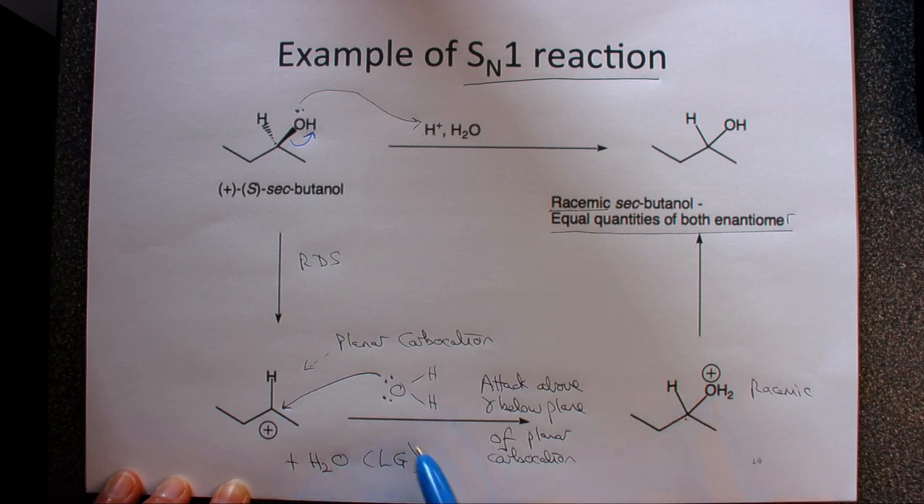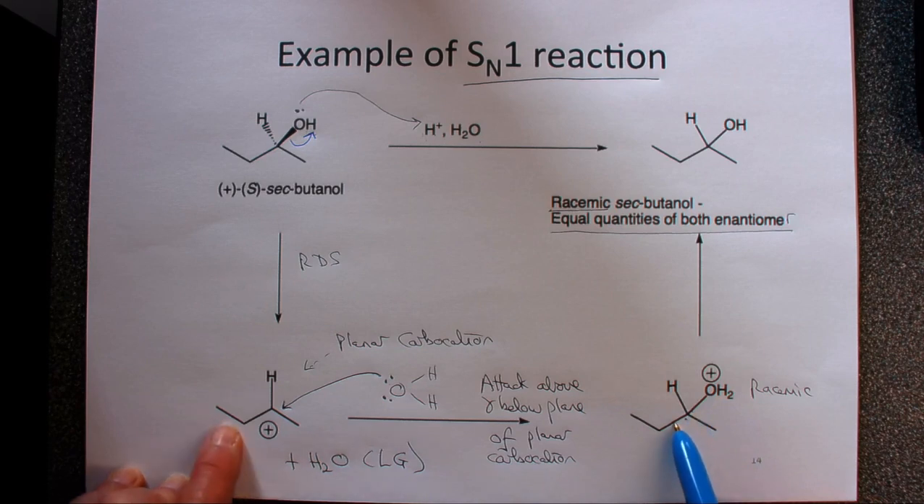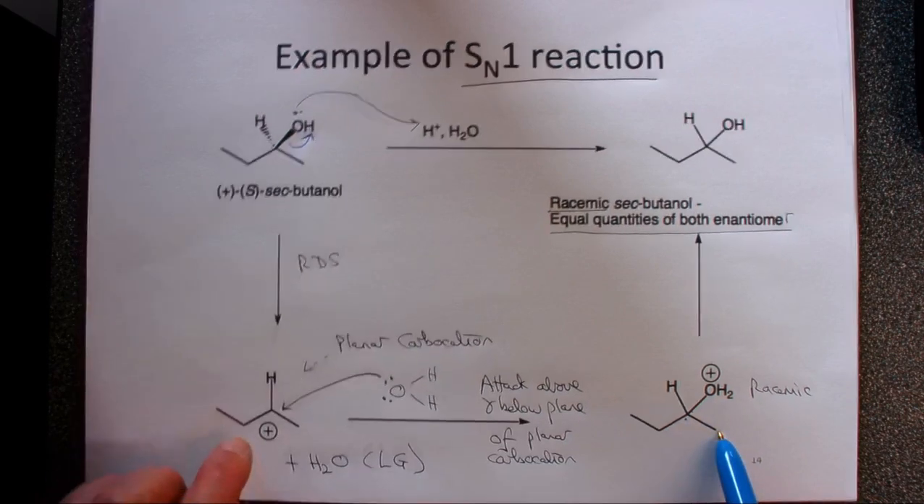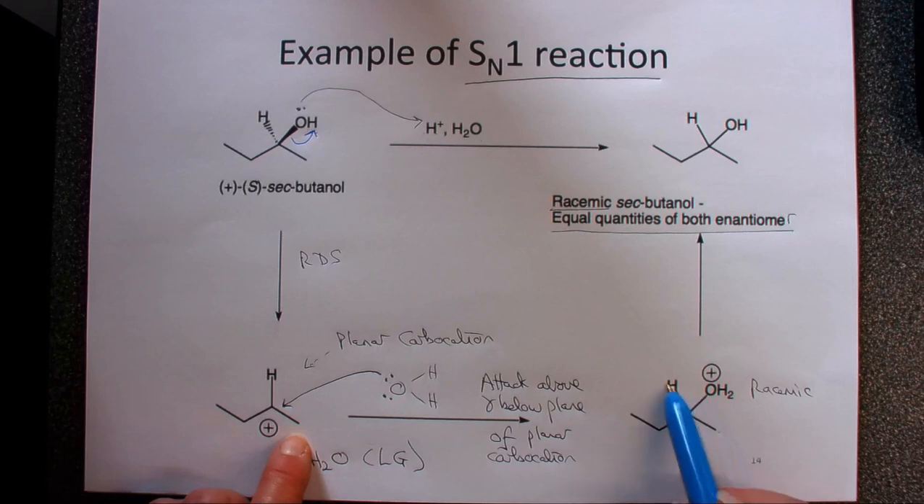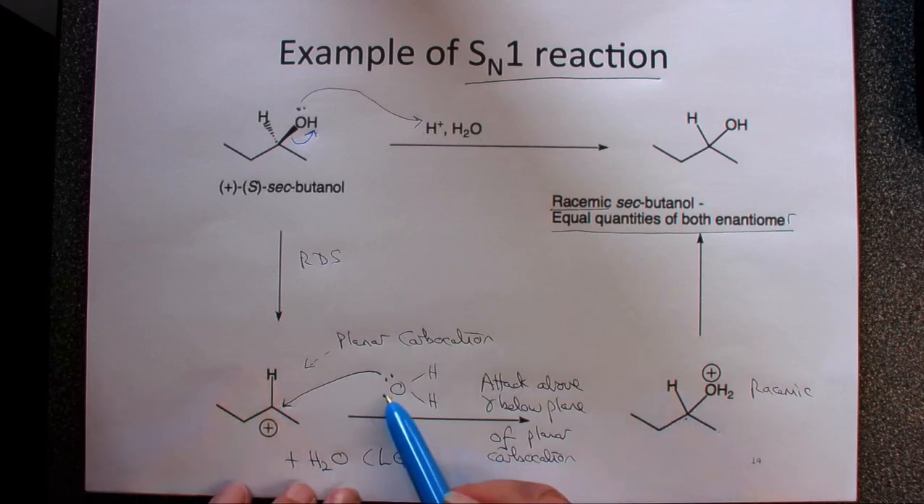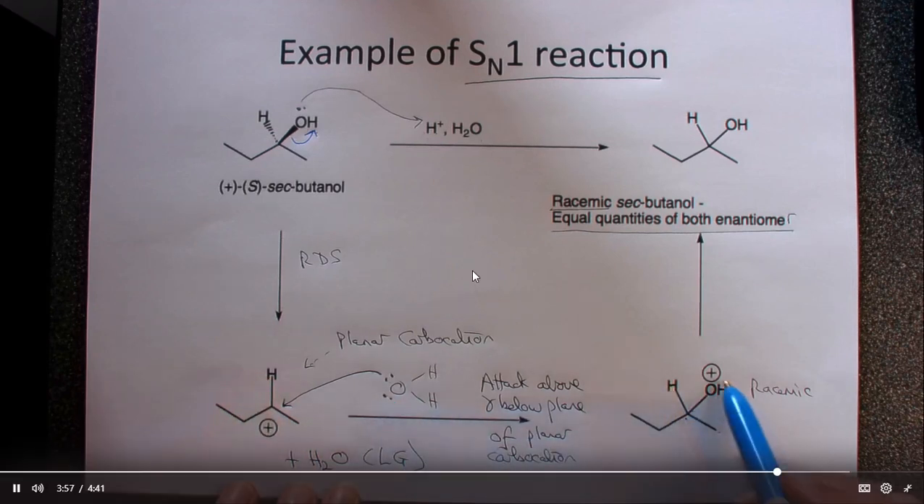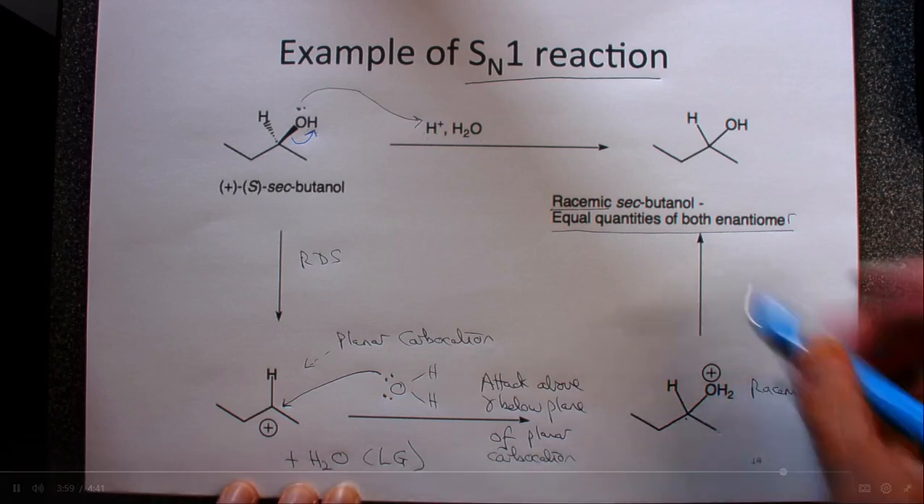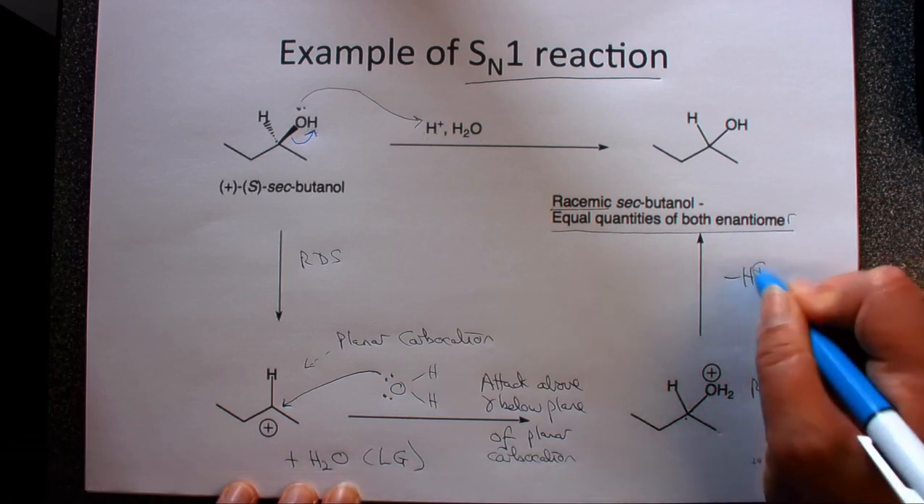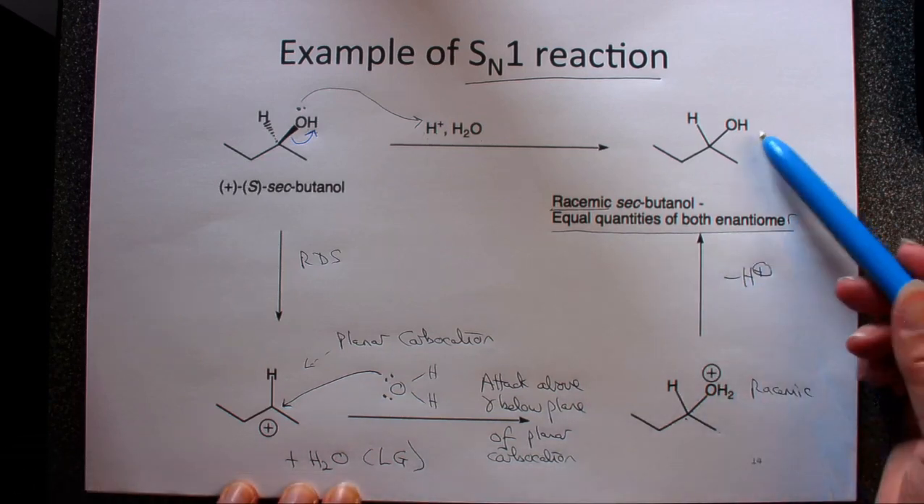Just to be clear about the mechanism, we formed a bond between here and here. So here's our new bond that we formed. All the rest is the same. This side chain is the same as that one, that side chain the same as that one, and H the same there. The water has lost its lone pair of electrons, so it's positively charged. And just by losing a proton from this, we can then form our product.